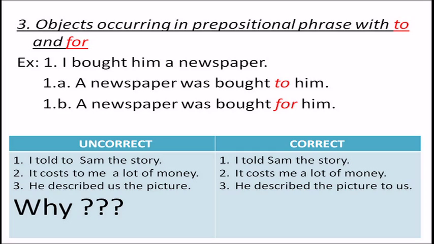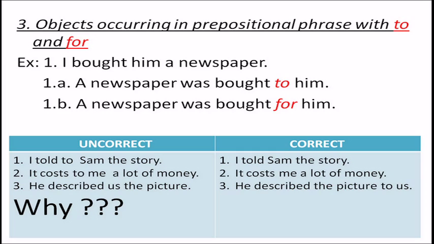Now look at the sentences below in the table. Maybe you're often confused between 2 sentences. I told to Sam the story and I told Sam the story. It cost to me a lot of money and it cost me a lot of money. He described us the picture and he described the picture to us. All the sentences on the left side are incorrect, and the ones on the right side are correct. So why? If you find it interesting, just think about it, read some books and share your idea with me, and I will give the answer later.